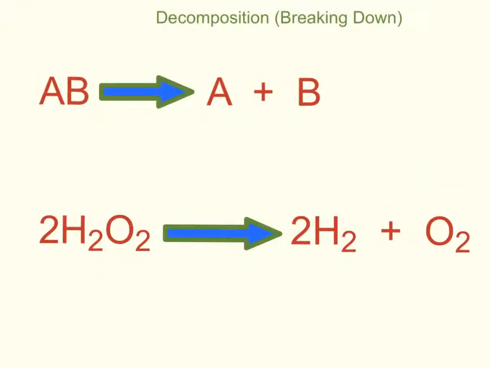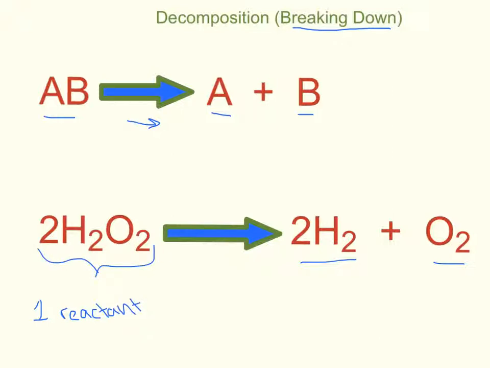If we look at decomposition or the breaking down of something, we can say AB produces A and B. Alright, so we're breaking down a compound. So we look down at our bottom, 2H2O2 produces 2H2, alright, hydrogen and oxygen. Alright, so what you're looking for here is we have one reactant. So in our decomposition reactions, we're going to have one reactant.